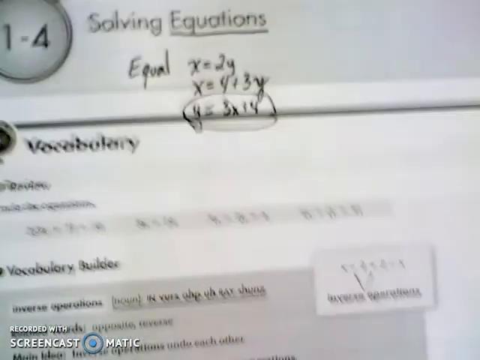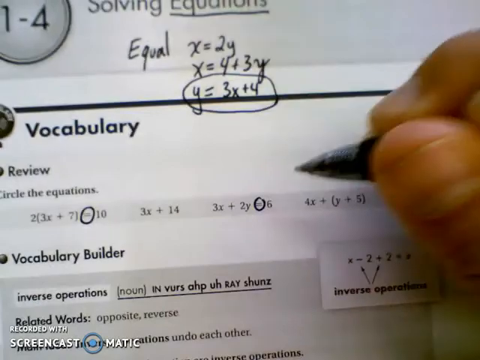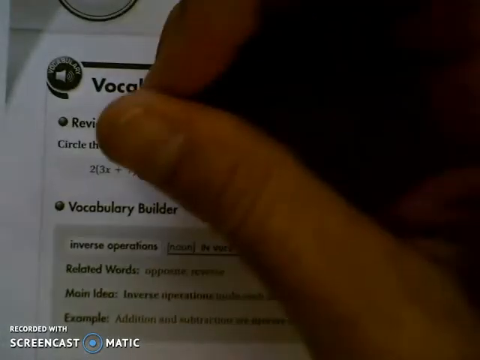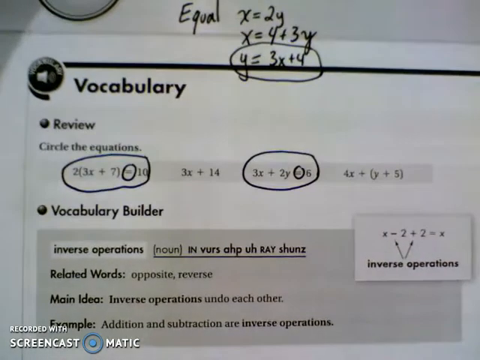So circle the equations. So which ones have an equal sign? This one and this one. So you're going to circle this whole one and this whole one.